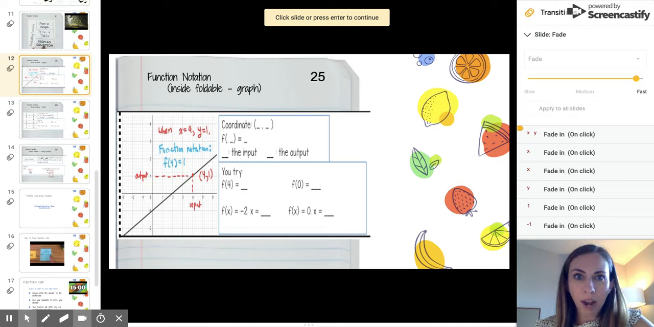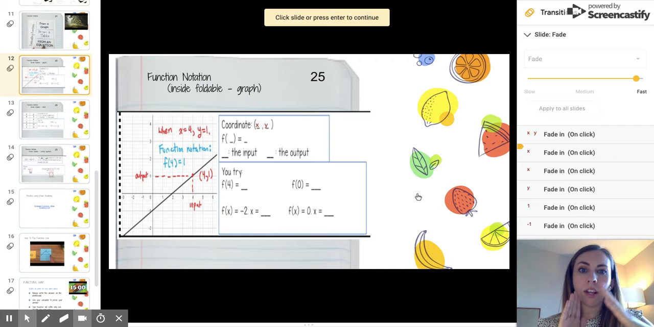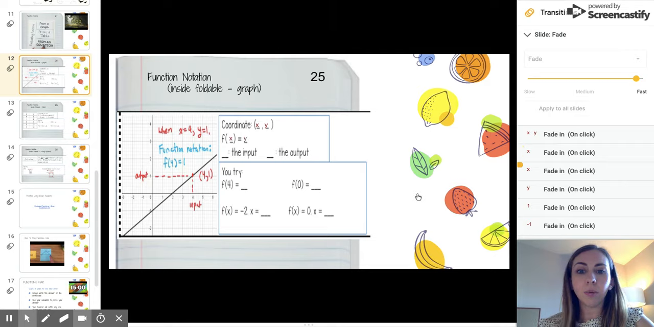So when we have a graph, we are usually plotting together ordered pairs and coordinates. So you'll notice on this graph here, the highlighted coordinate is the coordinate for 1. Every coordinate has an x value and a y value, and as you can fill in here, the x value comes first and the y value comes second. Another way of writing this is f of x equals y.